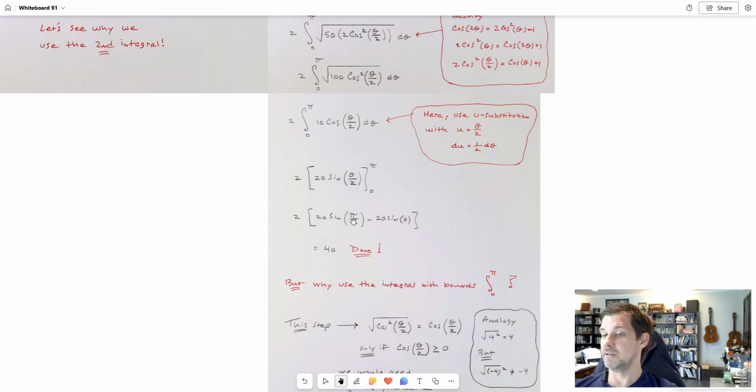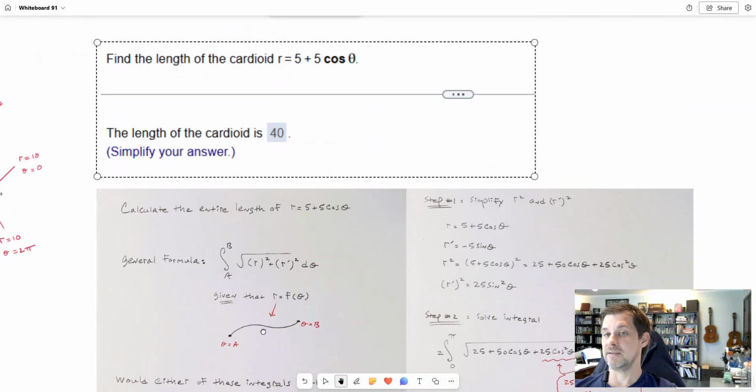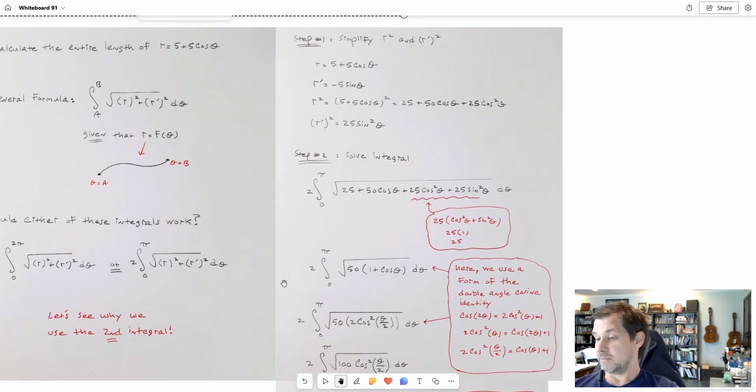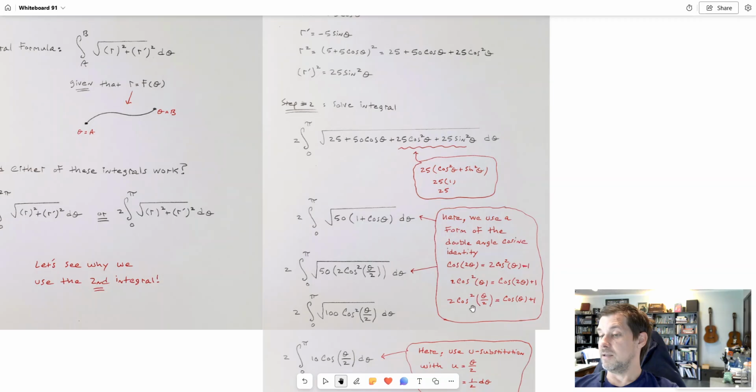I put my bounds in. I multiply by 2. I get 40, and that's the answer, and then we're done. Okay? Now, that's how we solve it. This identity might surprise you the way I used it, but I've shown it to you, so when you work a similar problem like this, you can anticipate needing to use that.